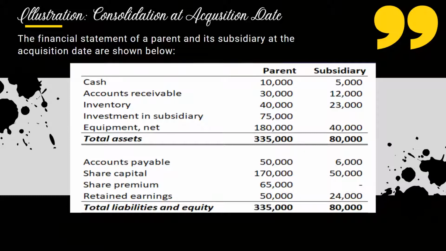For the subsidiary, we have cash of 5,000, accounts receivable of 12,000, inventory of 23,000, equipment, net, 40,000, a total assets of 80,000, accounts payable of 6,000, share capital of 50,000, and retained earnings of 24,000, a total liabilities and equity of 80,000.